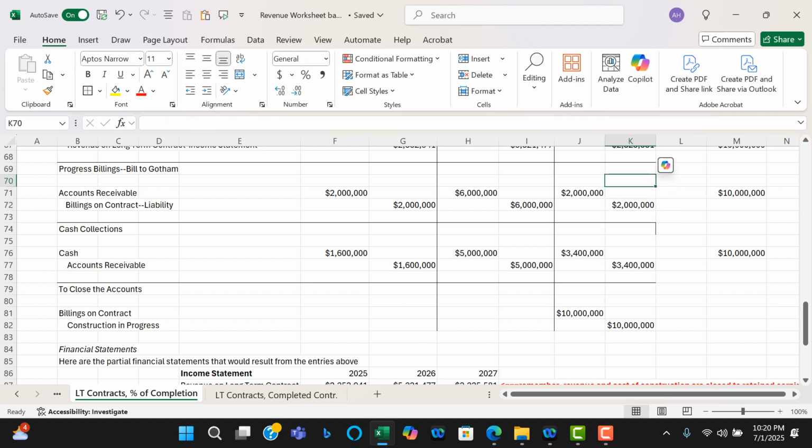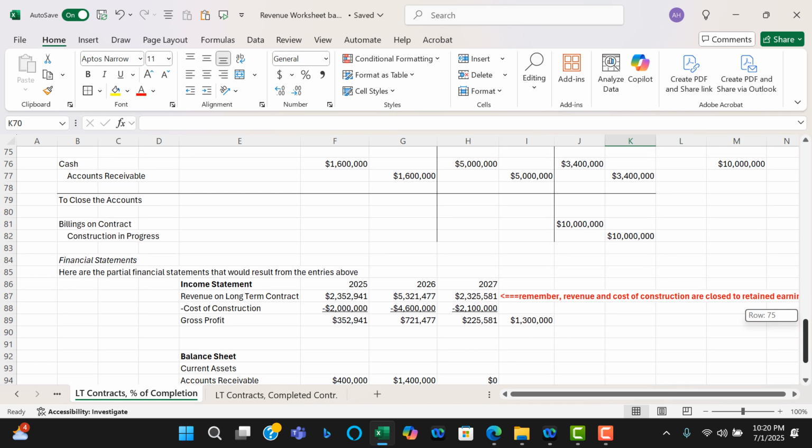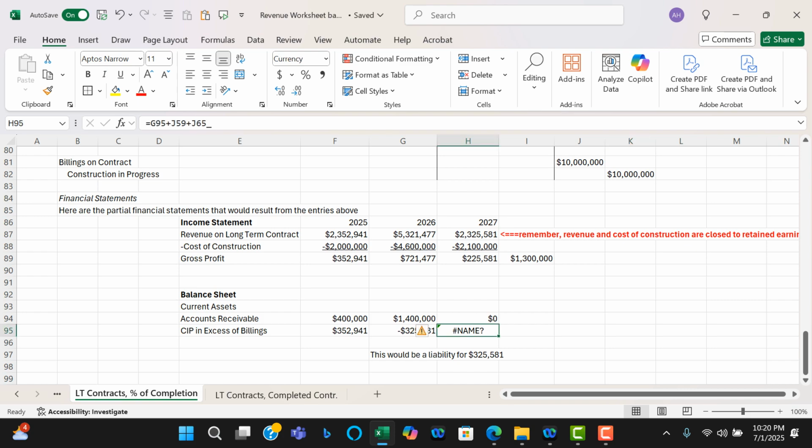Let's see here. I've got to start again. I made it this far. I want to finish this now. I don't know what happened there.